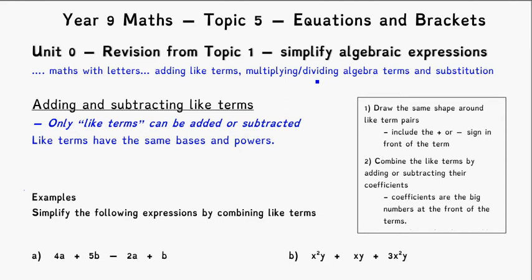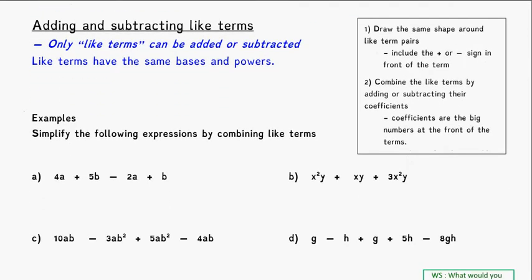Okay, we're starting topic 5 on equations in brackets, so a little bit more with algebra. The start of this topic, we want to do some revision from topic 1 about simplifying algebraic expressions. So the first thing I'm going to look at is adding and subtracting like terms.